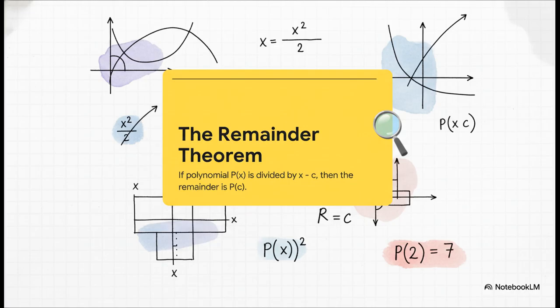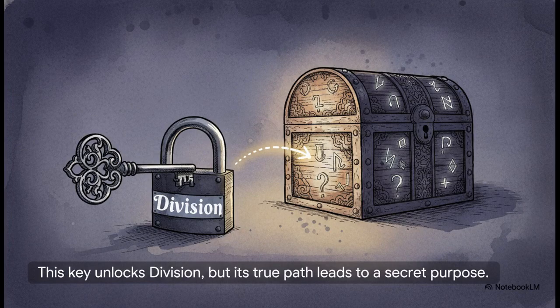It basically says that the remainder you get from dividing a polynomial by x minus c is the exact same value you would get if you just plugged c straight into the original function. So, for our last example, this theorem is telling us that if we calculated p of 2, the answer would be 7. No way. Just let that sink in for a second. Think about what that really implies.